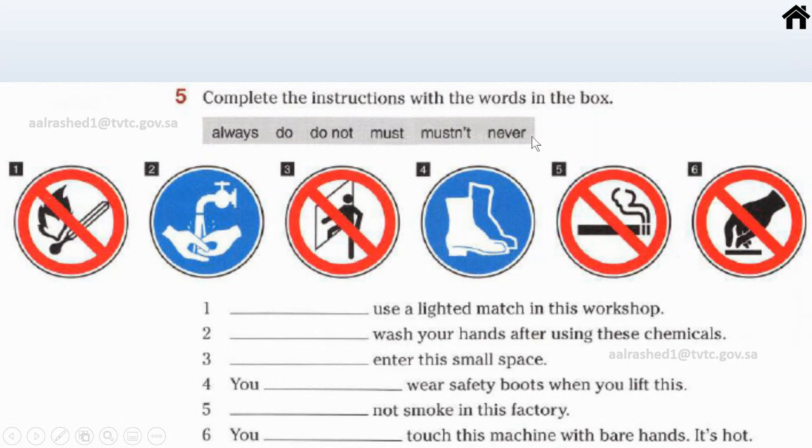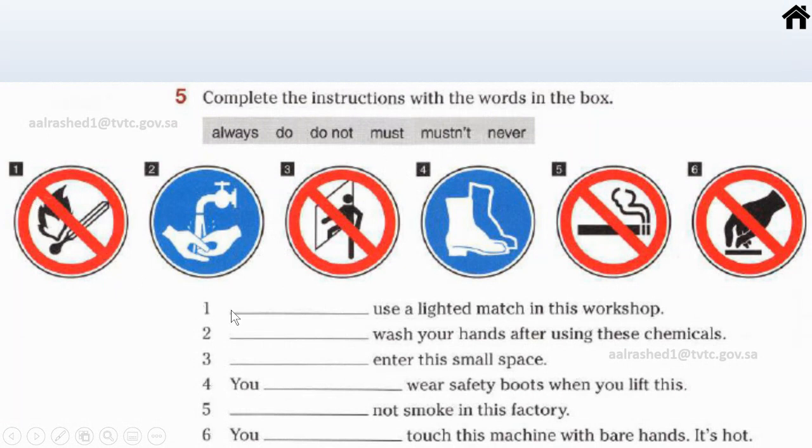Like always, like never. But you can't use must or mustn't without a verb. So, for example, in number 1, you can't say "You can't must use a lighted match." Incorrect. You need a subject. As you can see, we have two subjects in these sentences. We have 4, you. So, obviously, you would use must or mustn't in 4 and 6. We need to follow also the signs.